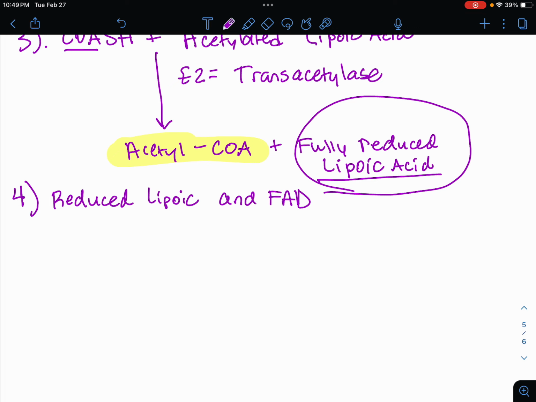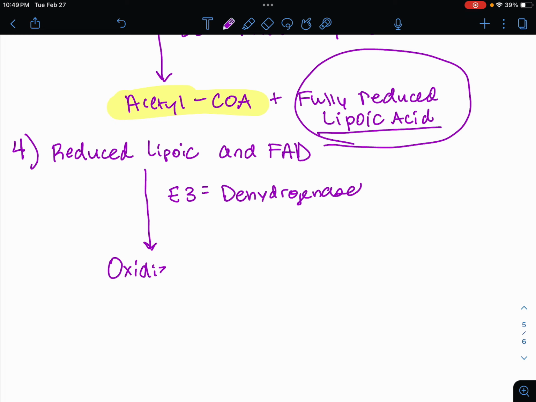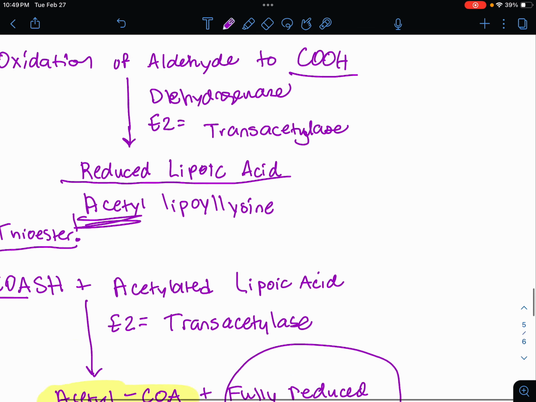When we use the dehydrogenase on the reduced lipoic acid and we have FAD present, we're going to be forming our oxidized lipoic acid as well as FADH2. Right, so this oxidized lipoic acid is where we started before step 2.